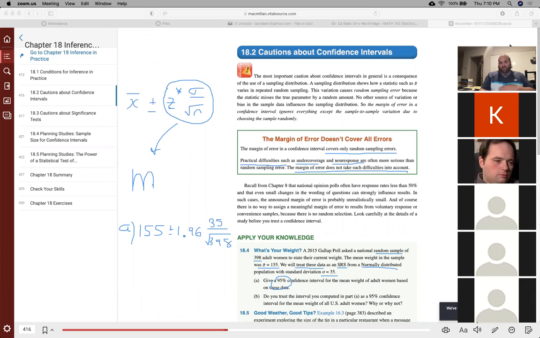So this is probably not valid. I don't know so much about non-response and undercoverage, because are people who might not be reachable less or more likely to be overweight? I don't know. It's a good question. You might say, well, people who can't be reached might be homeless, and homeless people are in general thinner, and therefore not by choice, but just by lack of nutrition, might be less heavy than other people.